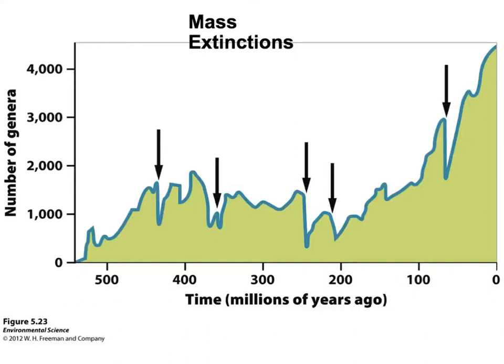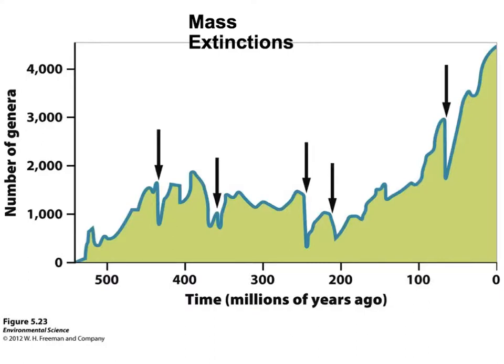A mass extinction is just when a large amount of the species on Earth go extinct in a relatively short period of time. And throughout history, there have been natural causes for this occurring, whether it be a volcano or an asteroid hitting the Earth or something of that nature.